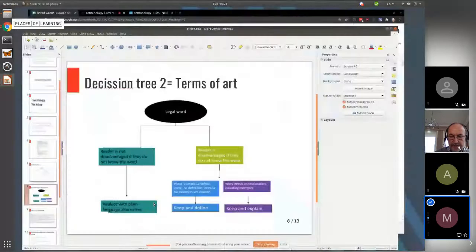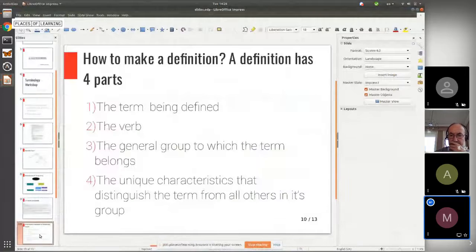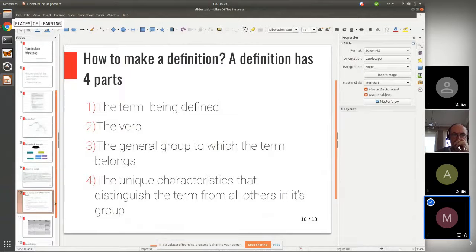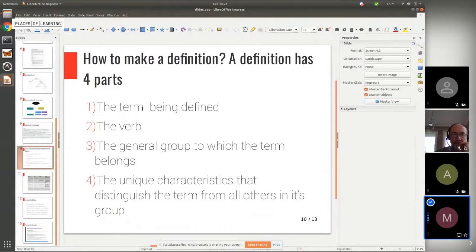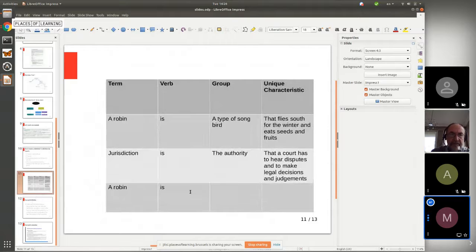So in that case, we go to the part of how to make a definition. A definition has four parts. The first is the term being defined. The second part is a verb. The third part of a definition is the general group to which this term belongs. And the fourth is the unique characteristic that distinguishes the term from all others in the group. I'm going to show you an example.